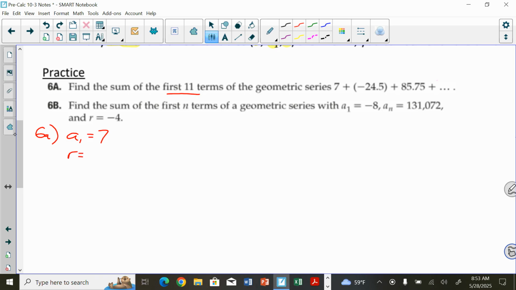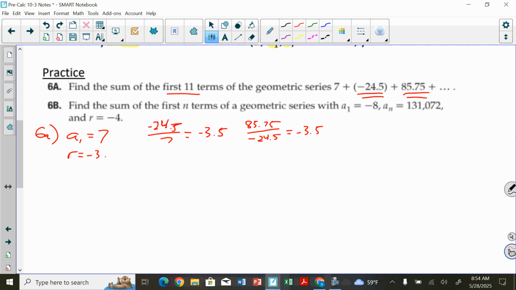I'm also going to need my r value. So to get my r value, I have to do certain things, right? I'm going to take these terms, negative 24.5, and divide it by 7. And it comes out to negative 3.5. If I use this one as well, 85.75, and divide it by the term before it, negative 24.5, I end up getting the same thing, negative 3.5. So I know my r value is negative 3.5. All right, so I'm in good business.